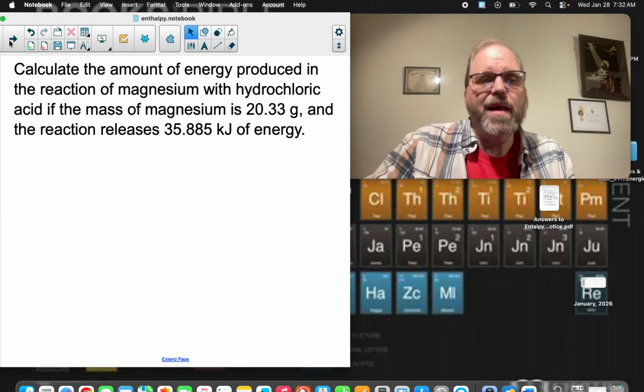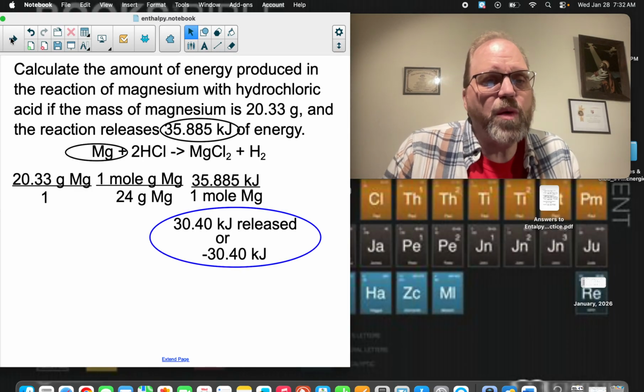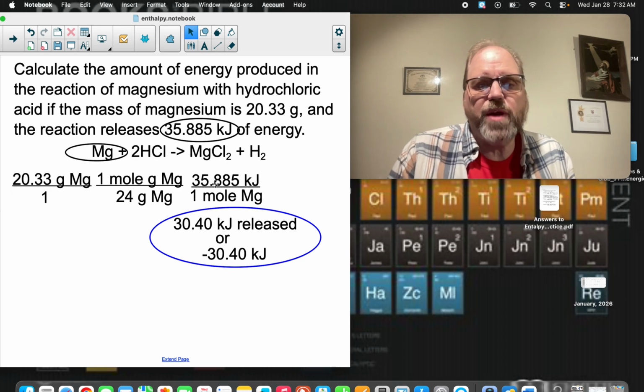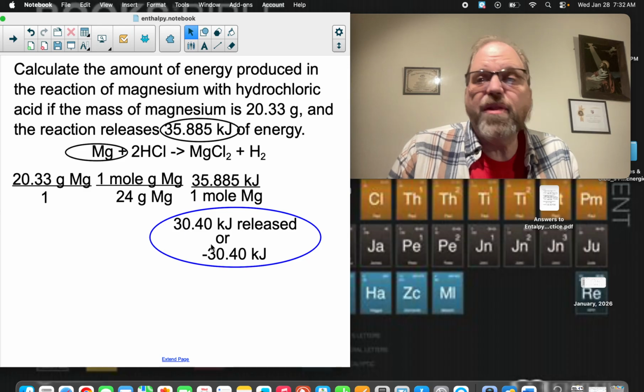All right, there we go. For the balanced equation, it's 1 mole. So the answer here, check your answer out, should be 30.40 kilojoules of energy released, or negative 30.40 kilojoules.